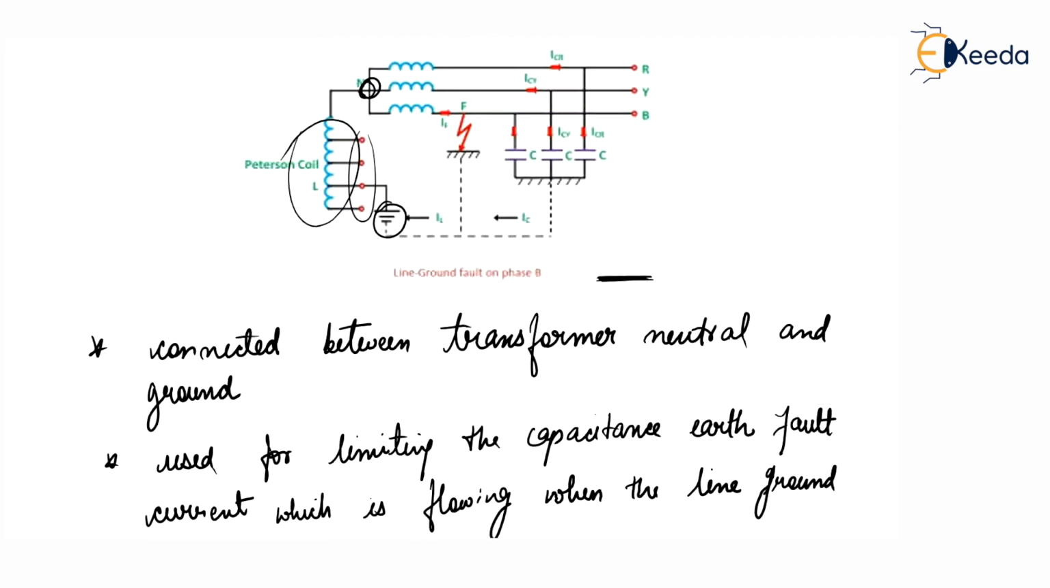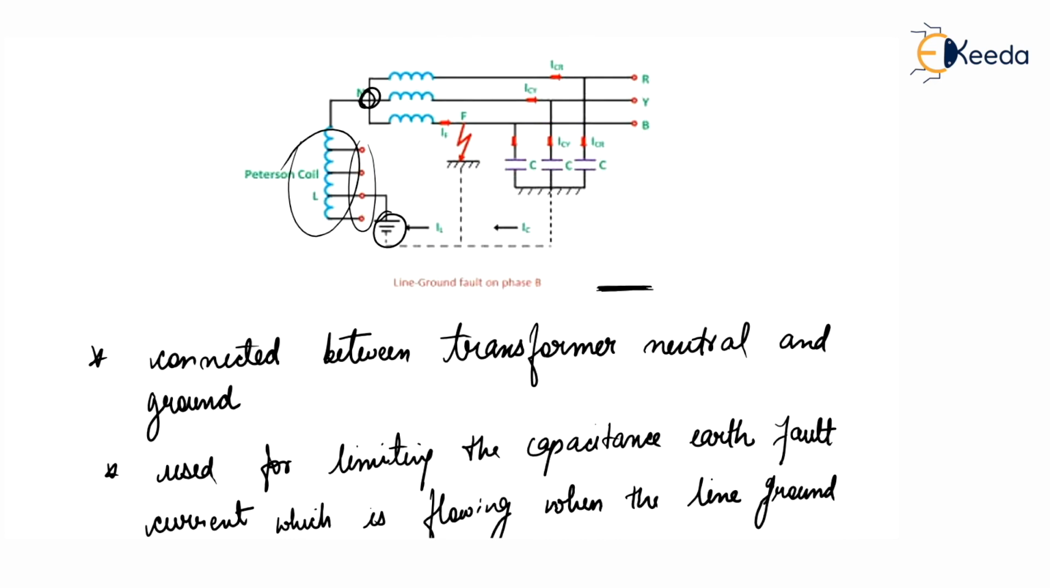Now the reactance is selected so that the current through the reactor is equal to the small line charging current which would flow into the line to ground fault. So consider a line to ground fault on phase B at point F. See in this diagram, the line to ground fault in phase B at point F. So the line to ground voltage of phase B becomes zero and the voltage of phases R and Y increases from phase value to line value.